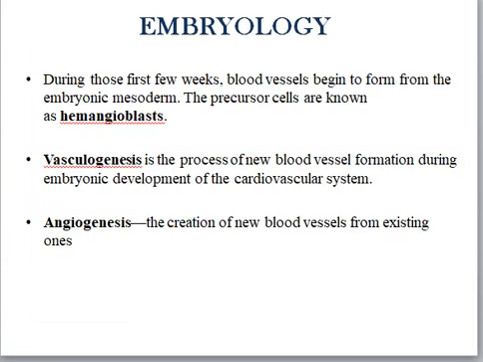During those first few weeks, blood vessels begin to form from the embryonic mesoderm. The precursor cells are known as hemangioblasts. What is vasculogenesis? It is the process of new blood vessel formation during embryonic development of the cardiovascular system. Then angiogenesis is the creation of new blood vessels from the existing ones.